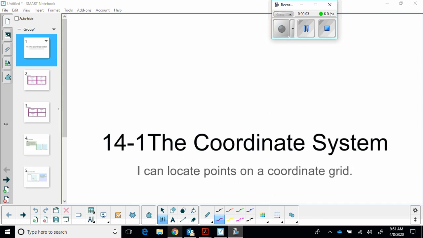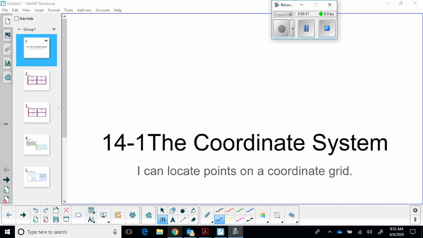Welcome to lesson 14-1, the coordinate system. I want you to go ahead in your math journal, write 14-1, the coordinate system at the top of your page. And then below that, I want you to write your I can statement, and that is, I can locate points on a coordinate grid. Once you write those, push pause, write those down, and then push play when you're ready.